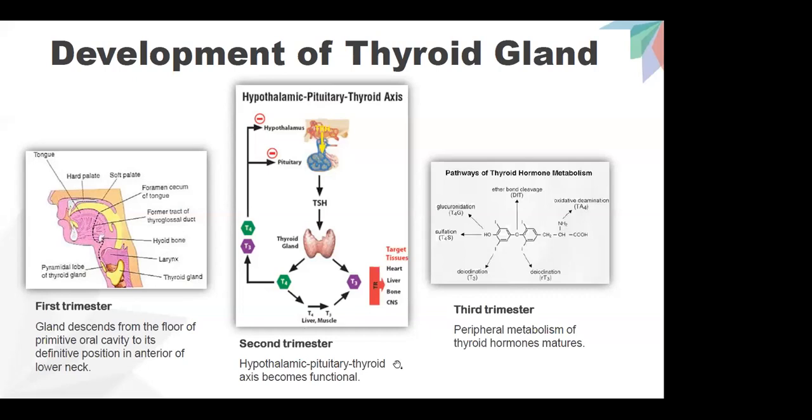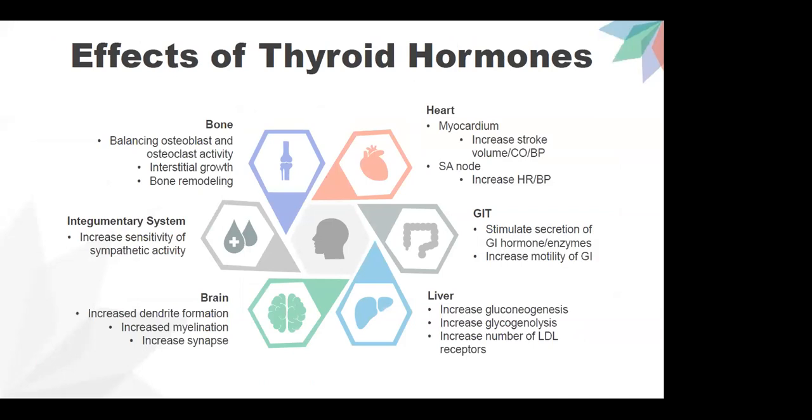We move to the effect of thyroid hormone. As we know, thyroid hormone is very important, as it plays a major role in our growth and development. First, it affects our heart myocardium, where it increases contractility of the heart, thus increasing stroke volume and also cardiac output. It also acts on the SA node, where it increases membrane action potential and leads to an increase in heart rate and also blood pressure. For the GIT, it stimulates secretion of GI hormones or enzymes and also increases the motility of the GI. In the liver, thyroid hormones increase gluconeogenesis, glycogenolysis, and also increase the number of LDL receptors, which helps lower the LDL level in our blood.